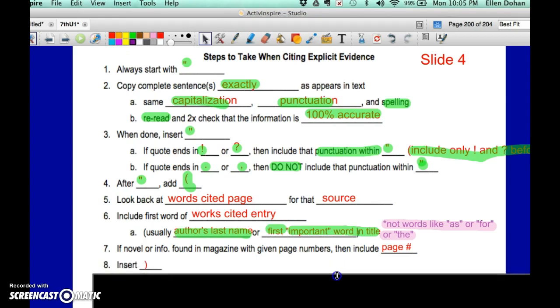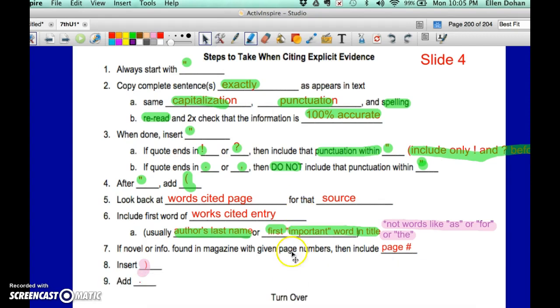The second to last thing you're going to include is you're going to insert the closing quote, the closing parenthesis, showing I'm almost done, giving a shout out to this author. And the last thing that you're going to do is you're going to add that ending period, showing it's all done. This whole sentence with all of my evidence is done.